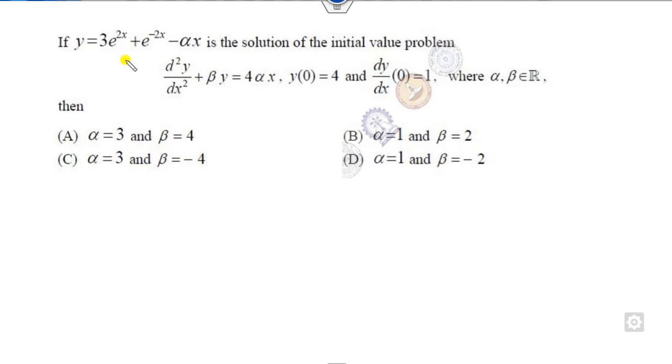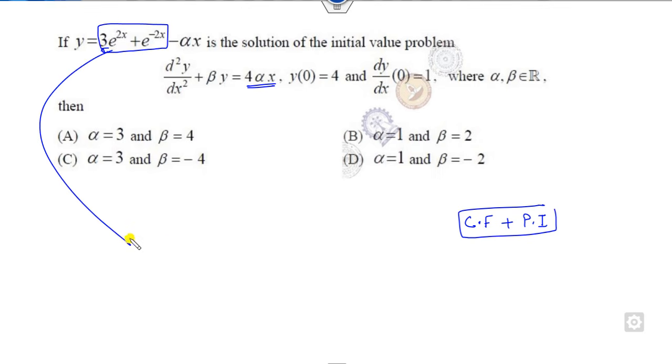Okay, so look at this one. If y is the solution of this equation, what is the meaning of this? There are two parts. The first part is the complementary function, and the second is the particular integral. You can solve it this way, but that is a very lengthy procedure, so I will tell you the shortcut trick. If you think about it, what is the meaning of that? This is nothing but my c of this kind, where c1 is 3 and c2 is plus 1.